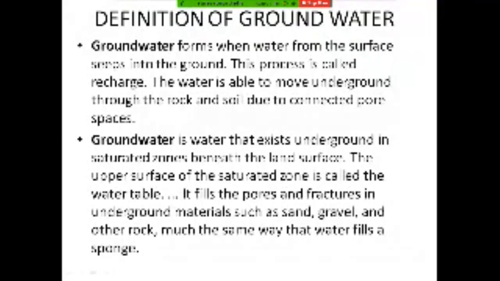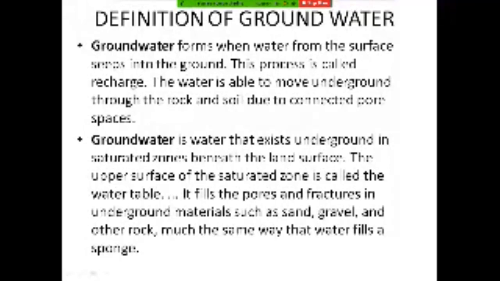The water is able to move underground through the rock and the soil due to the connected pore spaces. As I told you, we have some rocks which consist of the pores. Those rocks are called as the pervious rocks, and those which do not consist of pores are called as the impervious rocks. Not only through the rocks, through the soil also it percolates.